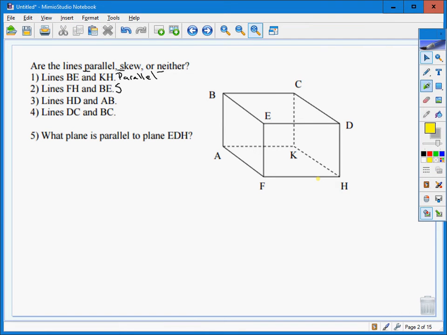HD and AB. HD. AB. Again, they're both going up and down. So they would be parallel to each other.